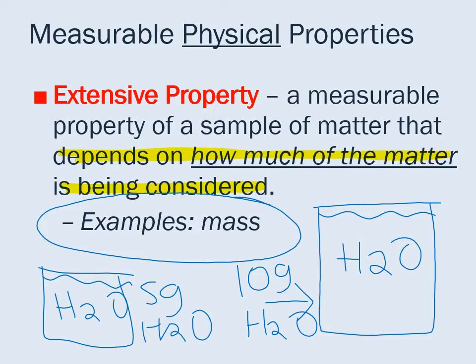And so I like to think about this example when I'm trying to decide if something's extensive. So let's say I asked you, is volume intensive or extensive? Well, would the volume of the water in these two beakers be different? Yes, it would, because they're different sizes. So that's an extensive property.